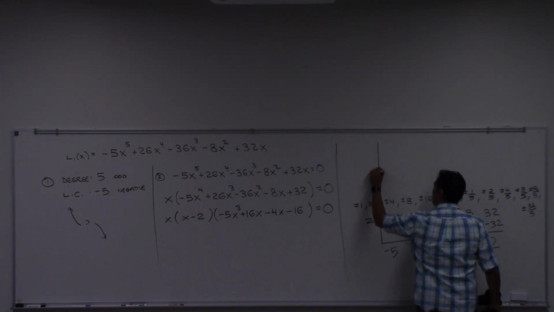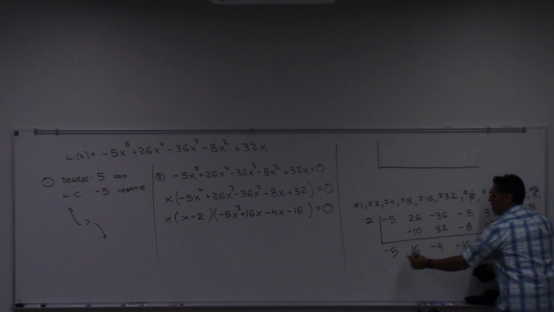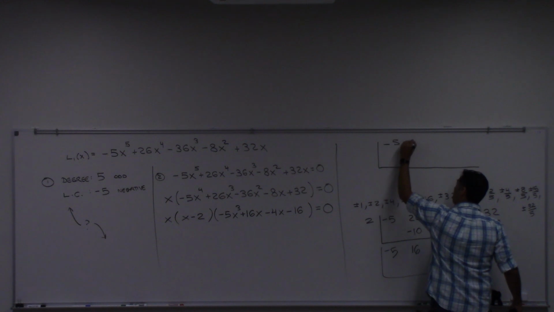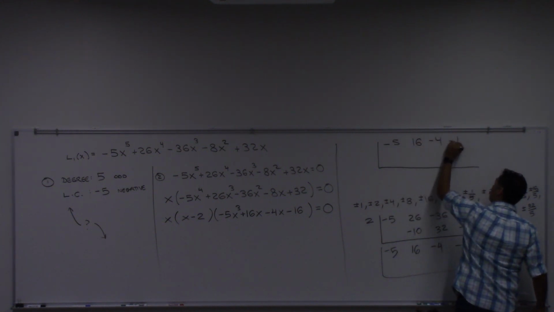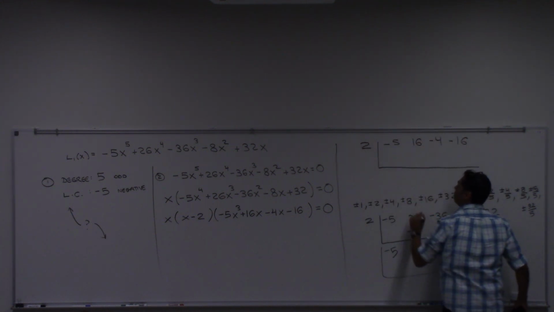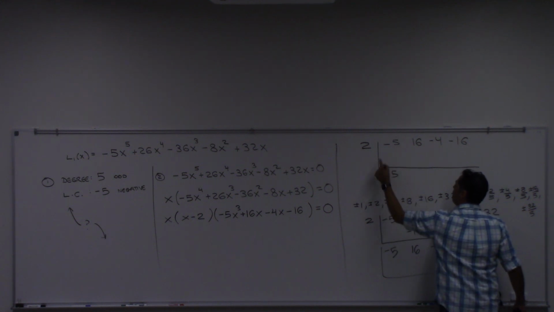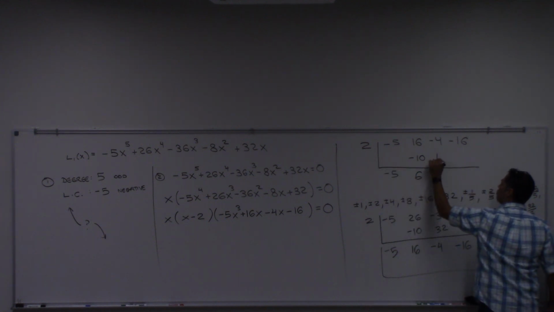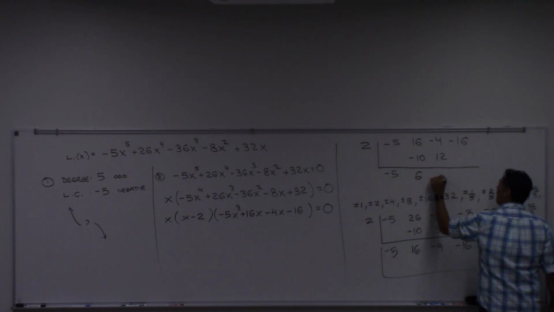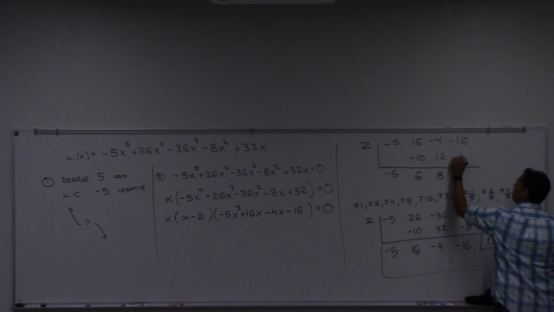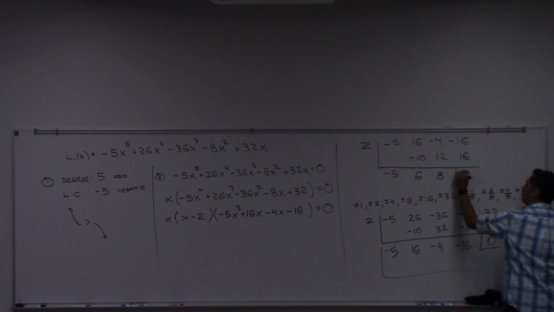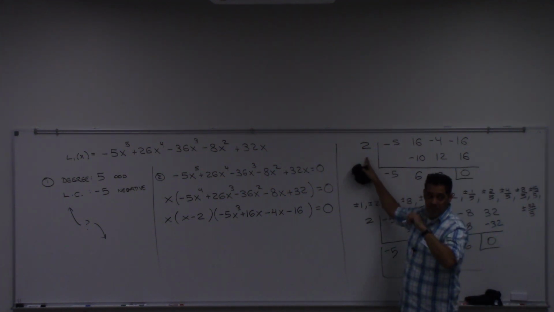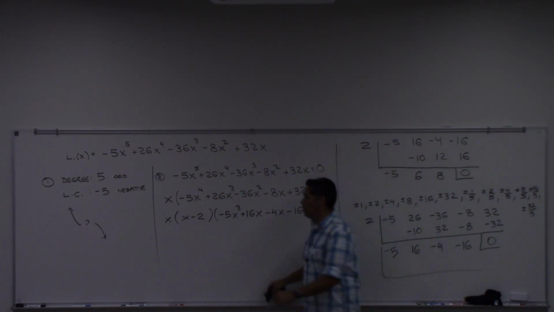So I'm doing this box here, which I could continue right here, couldn't I? But I'm going to bring it up here so you can see it. So I have -5, 16, -4, -16, and I'm trying 2 again. -5 comes down, 2 times -5 is -10. Add down, you get 6. 2 times 6 is 12. -4 plus 12 is 8. 2 times 8 is 16. -16 and 16 is 0. So we have another x minus 2 factor, don't we? A second one.